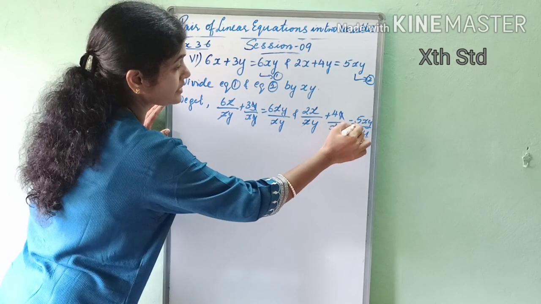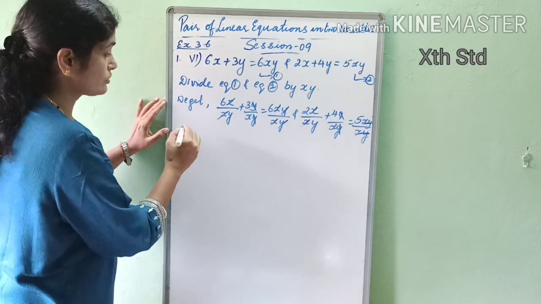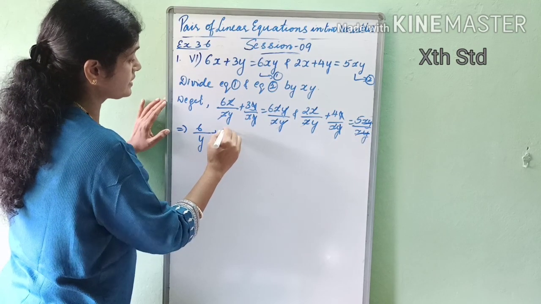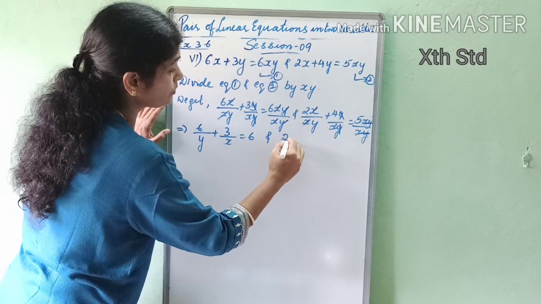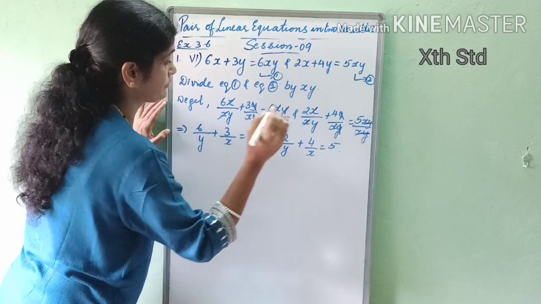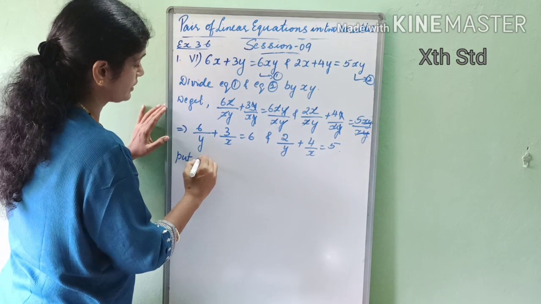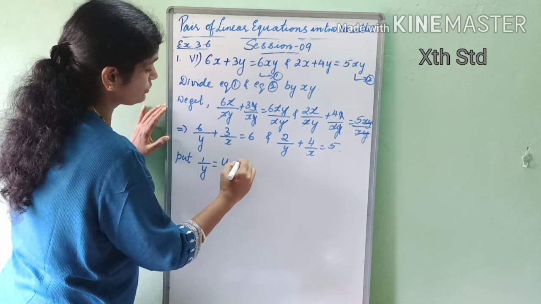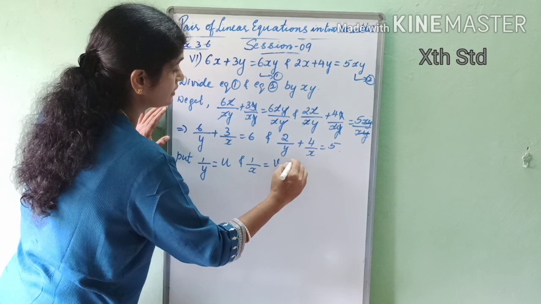Everywhere y gets cancelled here, and here both xy gets cancelled also, right? So what is the thing after simplification? 6 by y plus 3 by x is equal to 6, and 2 by y plus 4 by x is equal to 5. Now put 1 by y is equal to u and 1 by x is equal to v in this.